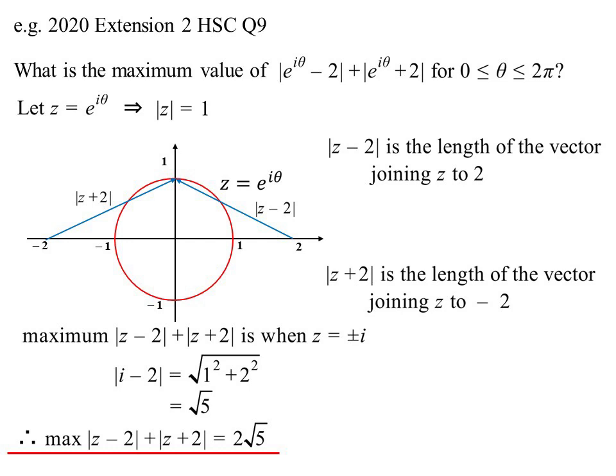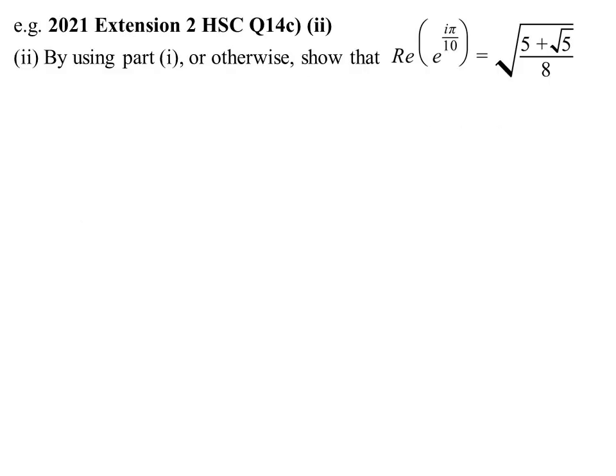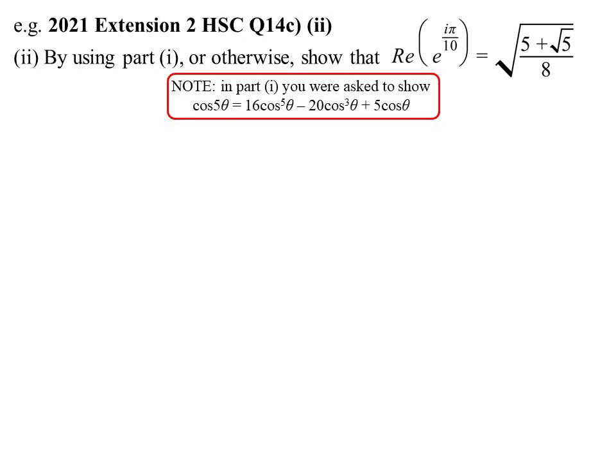We had to use exponential form, so really nice question. The following year, you'll notice, by using part 1 or otherwise, in part 1 you had to prove this trig identity. So rather than prove that, I'll just say, well, all right, let's assume we've done that part. So by using part 1 or otherwise, we have to show that the real part of e to the iota pi on 10 is equal to the square root of 5 plus root 5 on 8.